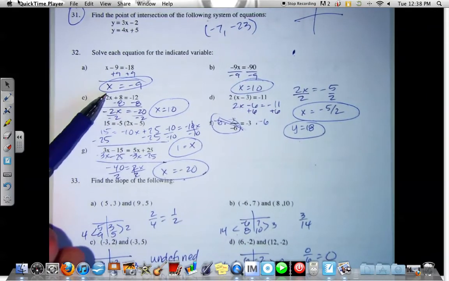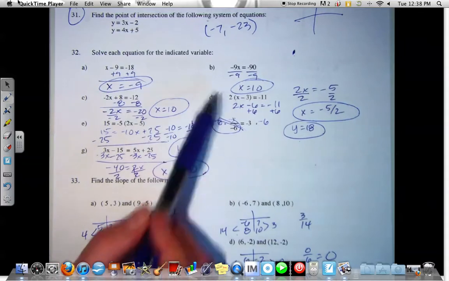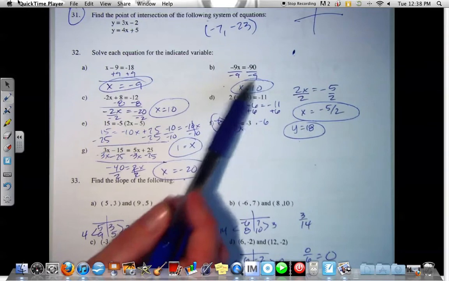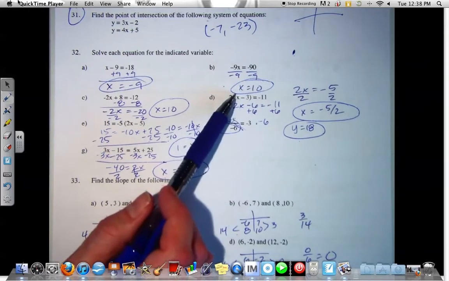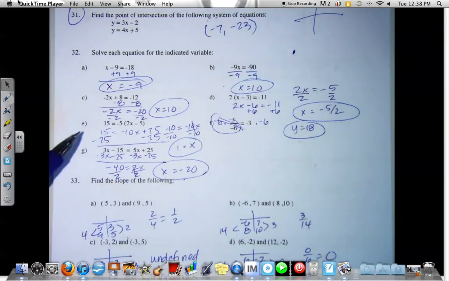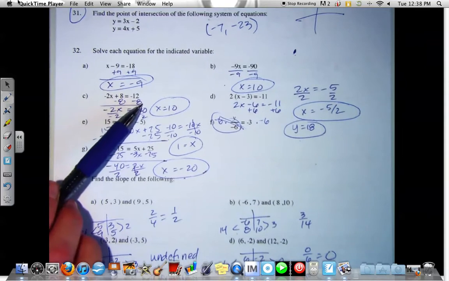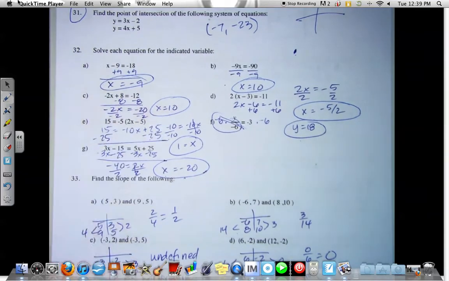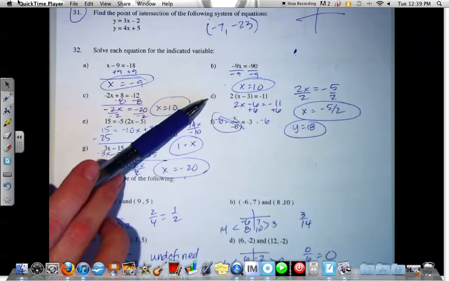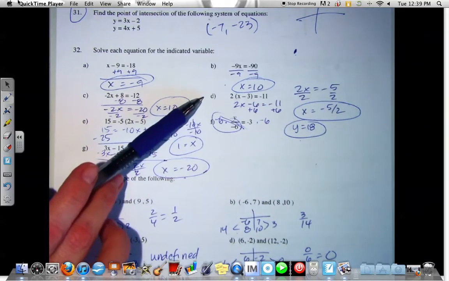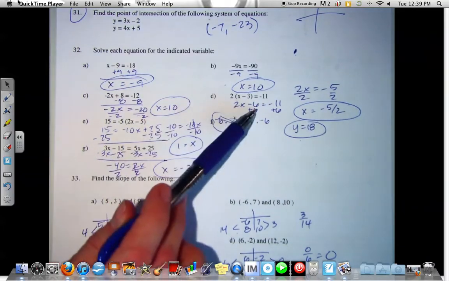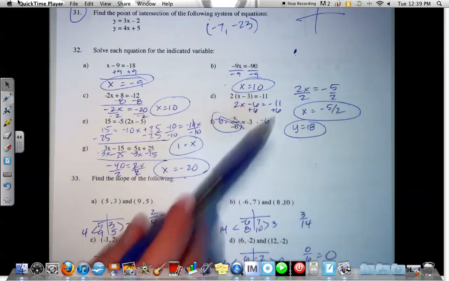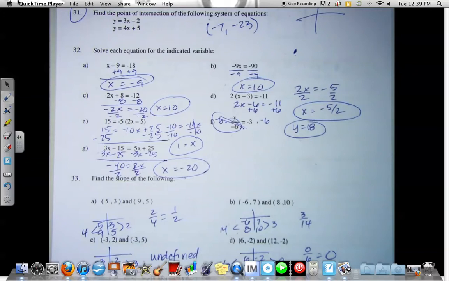32. A, x equals 9. Yes, sorry, -9. B, divide both sides by -9, x equals 10. C, subtract 8 from both sides, divide by -2, x equals 10. D, distribute. So you have 2x minus 6 equals -11. Add 6 to both sides, divide by 2, x equals -5/2.